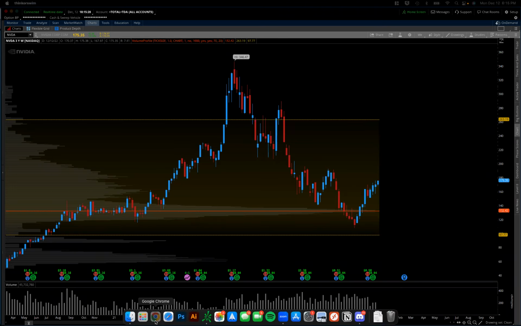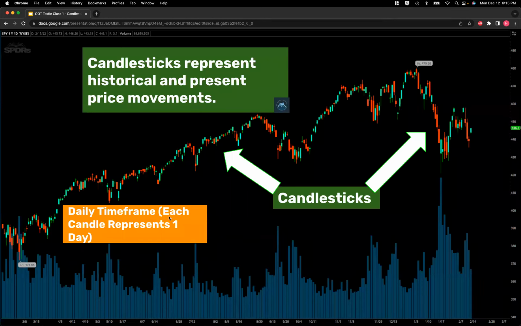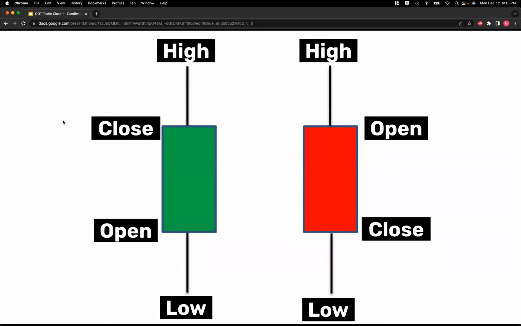So let's keep moving on and talk about the basics of what these candlesticks actually are, right? Because some of us are probably looking at these candlesticks, we see this red and green, some lines, some boxes, and we're like, okay, great, what does this mean? So let's break this down a little bit more. Let's take a look at these graphics.